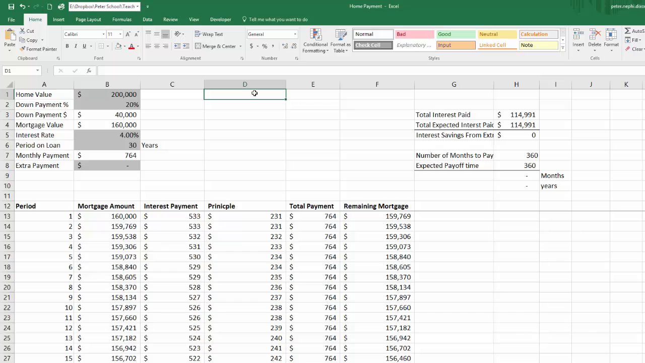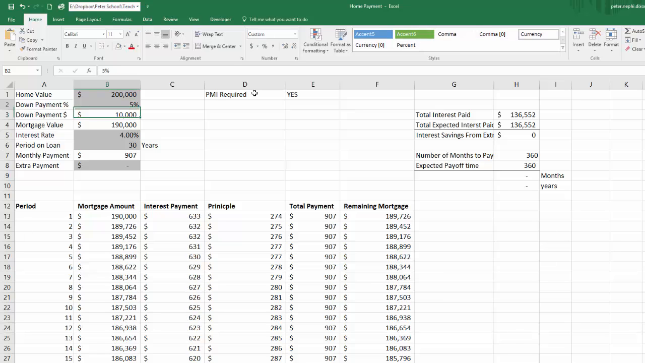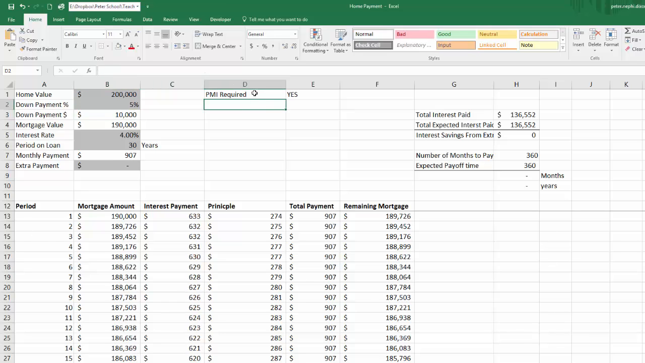So to analyze this, I'm first going to create a field called PMI required. And what this is simply going to do is ask the question, if your down payment is less than 20%, then give me a yes. If not, then give me a no. Alright, so suppose I only put 5% down, like a lot of first-time home buyers. To buy a $200,000 home, you'd have to have $40,000 plus closing costs, so probably around 45 grand, to get this home on a traditional mortgage. Let's say you only have 5% down, and you can do that.